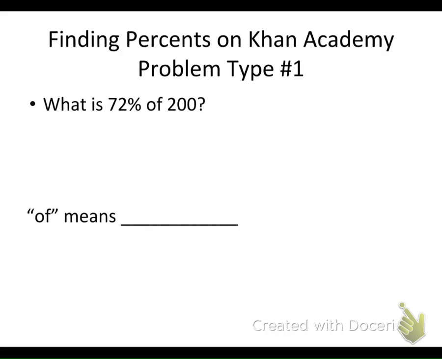When dealing with math, when you see the word of, it means to what, Darius? Multiply. So this particular problem here, we're trying to determine if you have the number 200, you want to find out what 72% of that number would be. Now, there's multiple different ways that you can solve this.